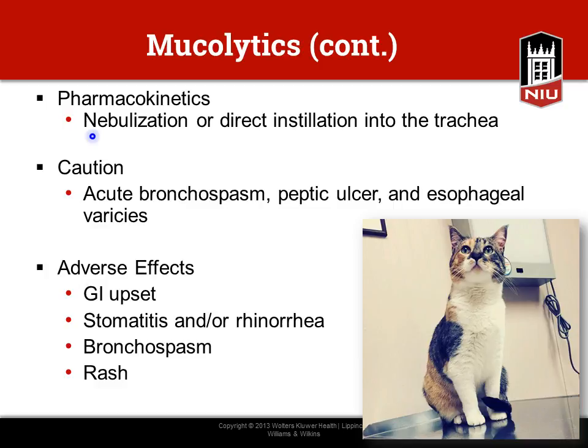Pharmacokinetics, usually this is administered by neb. I've never seen it direct installation into the trachea. We need to be careful with acute bronchospasm, peptic ulcer, and esophageal varices. Increased secretions could make those worse.